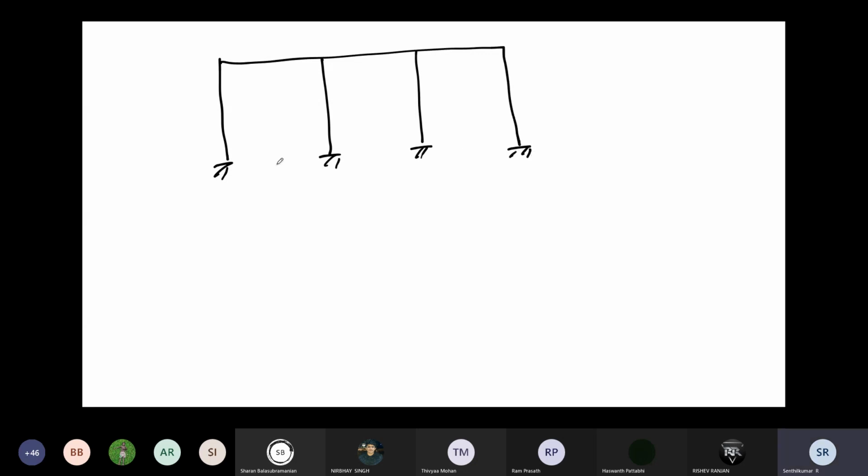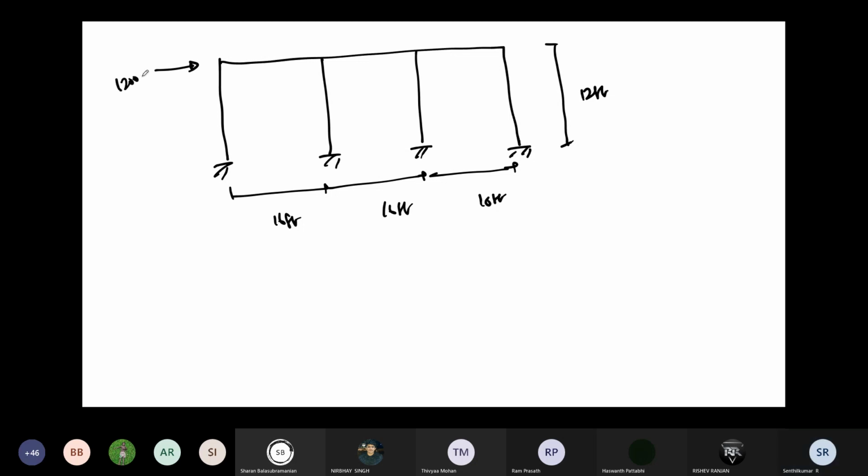Okay, one, two. The span is 16 feet. This you can take 12 feet. This is 1,200 pounds, which you are applying laterally. Then you have to find out the reactions and everything. Use the portal method of analysis, portal frame.